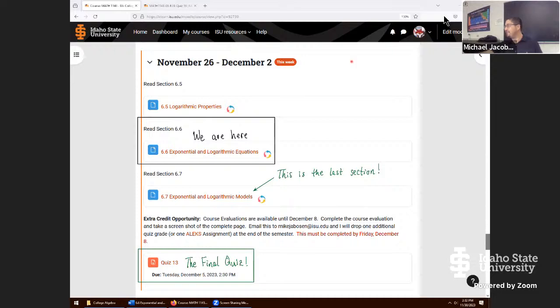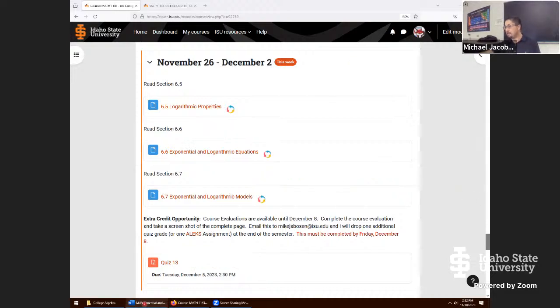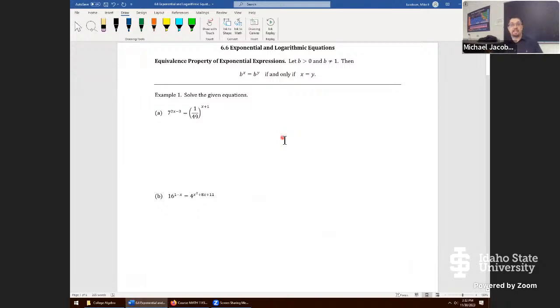Let me move this over. It's not cooperating. Hang on. It's usually a little bit easier to work with. There we go. And here's what the notes look like.